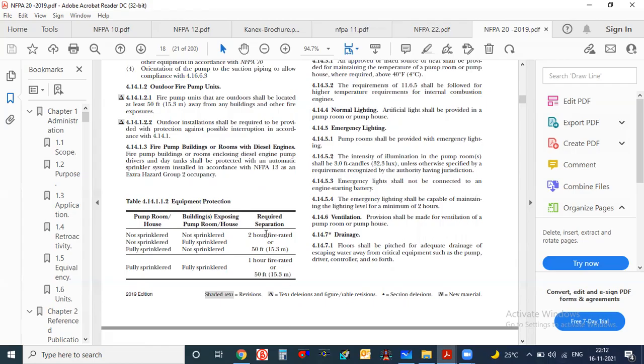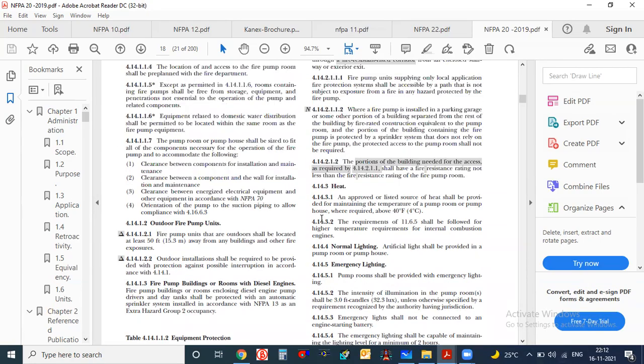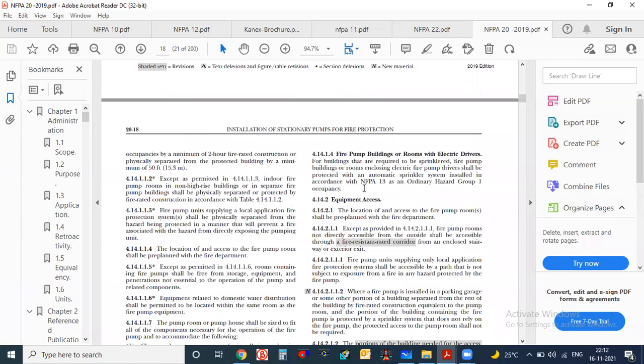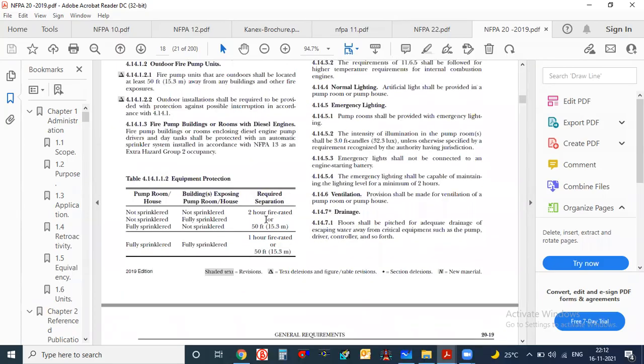But here they have given only the rating required, only that thing is given here. They have not given anything about the design. They are only telling that your fire pump room should be protected for 2 hours or 1 hour. Like that they have given. No, this is the wall rating. These are the rated walls too. Yeah. Okay, now I understand.